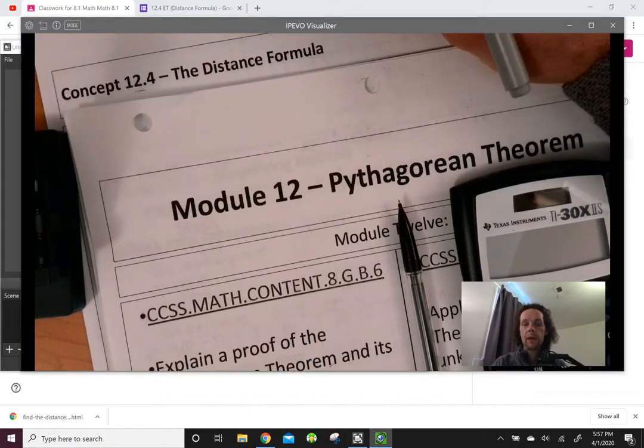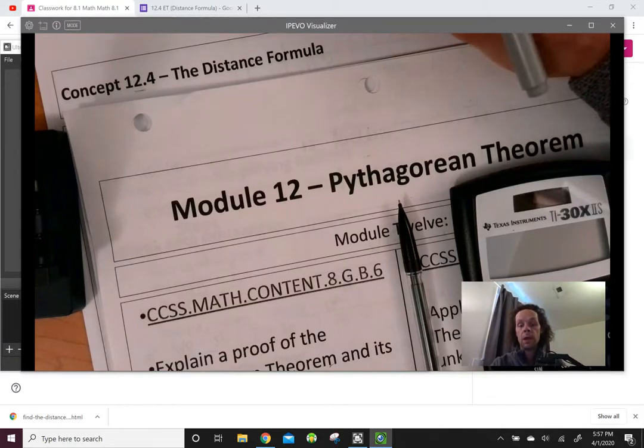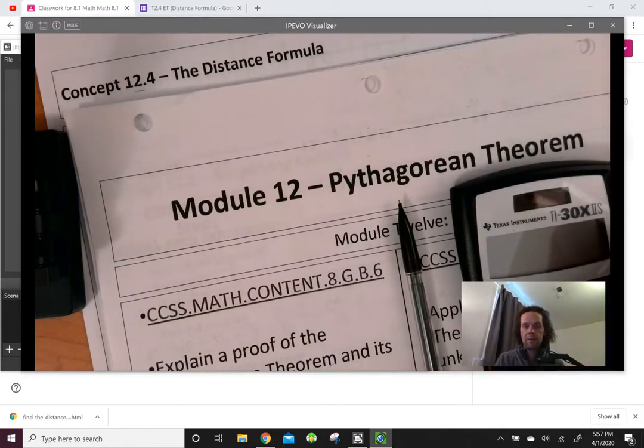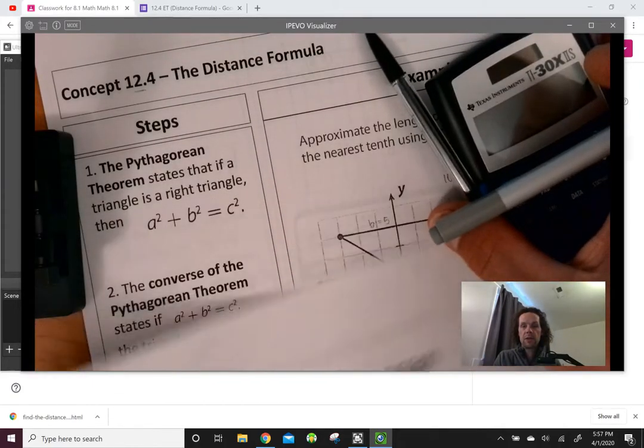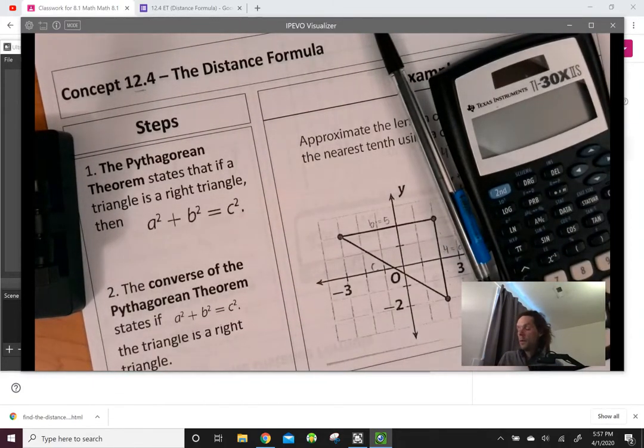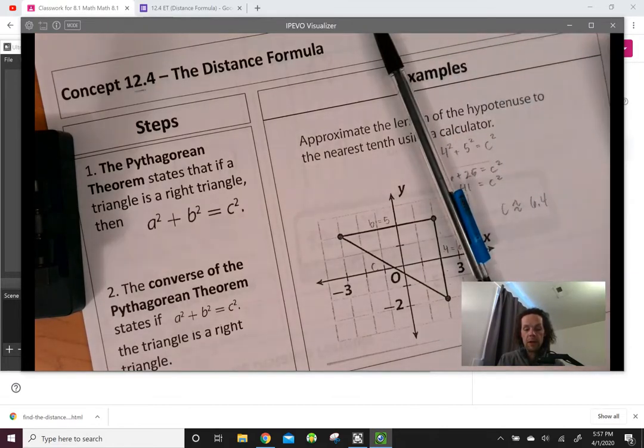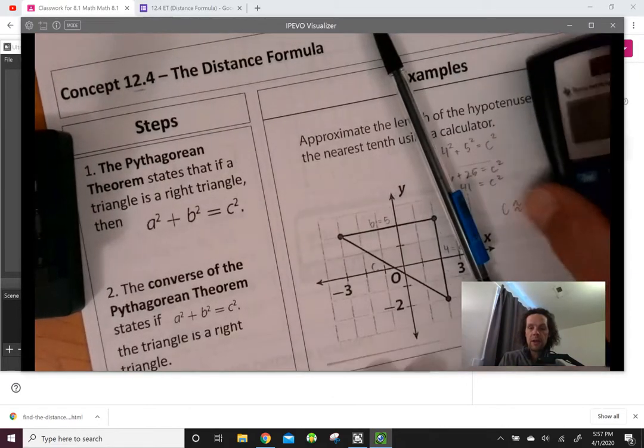Okay, welcome back. This morning we're going to continue our study of the Pythagorean theorem, and we're going to connect that concept with the distance formula. You should have your class notes and your calculator and your pencil all ready to go, and I'm going to start working right here on the distance formula. If you're not ready, pause, get the things you need.